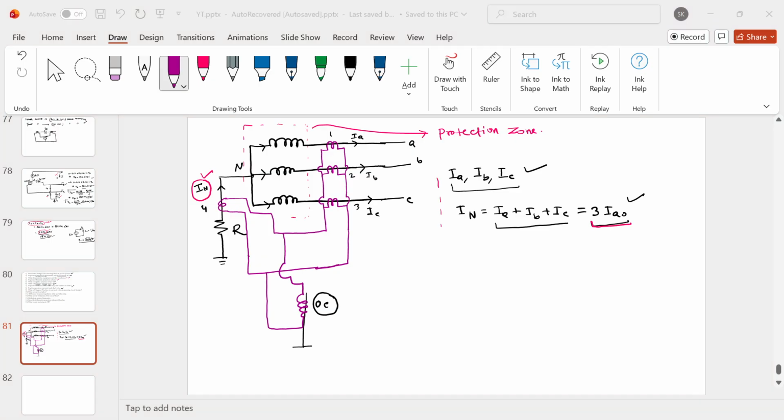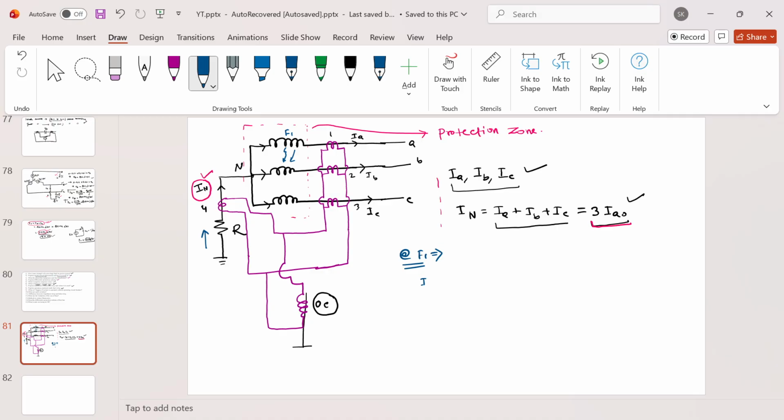Now let's say a fault has occurred at this particular point. I'm calling this the F1 point. At the F1 point, what is happening is what we are going to analyze. Now the fault has occurred at the F1 point. This fault current will return through the neutral wire, you can say. Basically the neutral current will be equal to the fault current, and this is my fault current, IF.